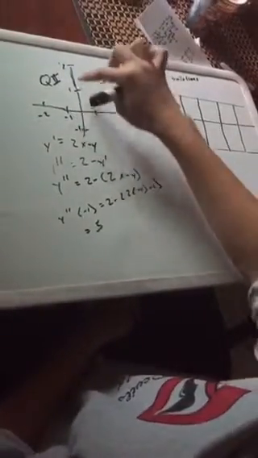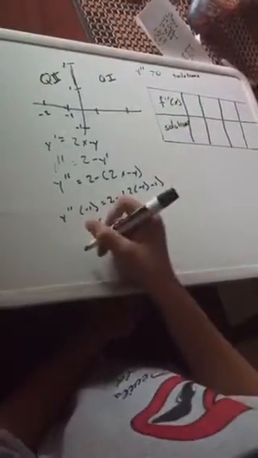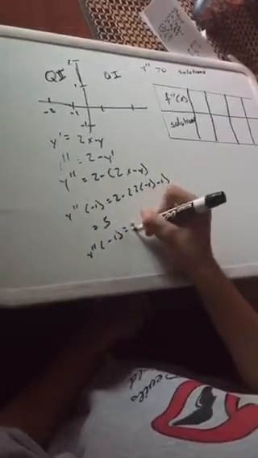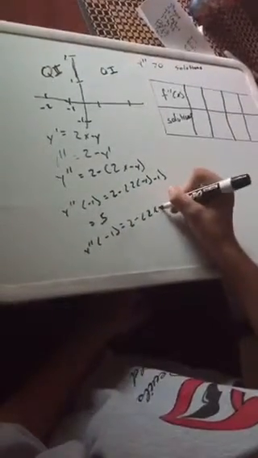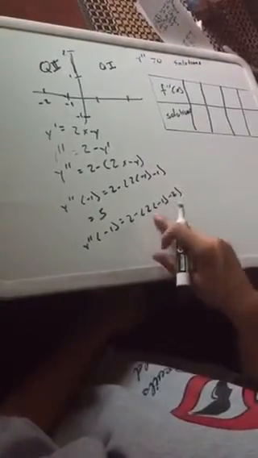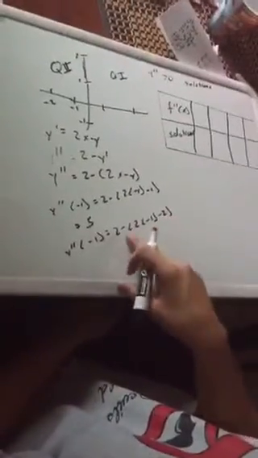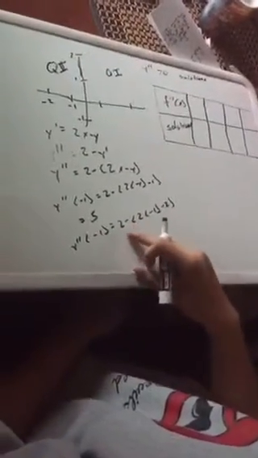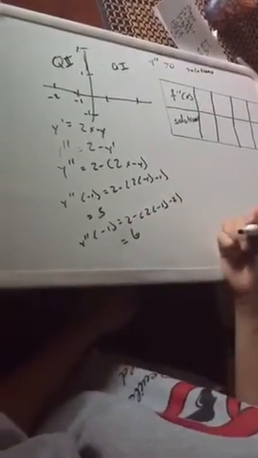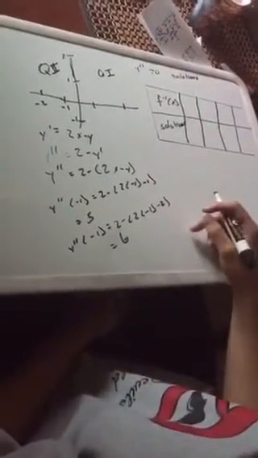Now you plug in -1 and 2, and you'll get a different answer. You get 2 minus (2 times -1 minus 2), which is -4, and with the negative sign it's 4, so 2 plus 4 is 6. You get 6. So based on the solution, we say the concavity is up again.